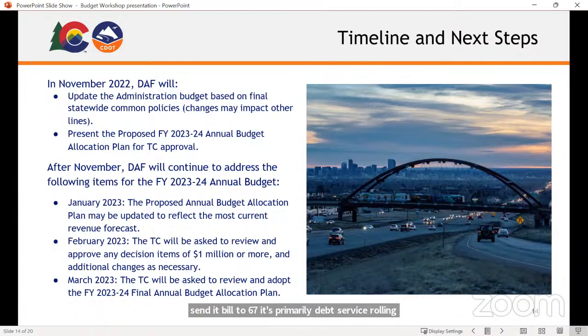And you may or may not recall, but prior to Senate Bill 260, there was a $100 million a year annual general fund transfer to cover debt service partially on Senate Bill 267. 260 suspended that general fund transfer, and instead it gave us an upfront transfer to essentially cover a couple of years of debt service. So that's what those funds are for.